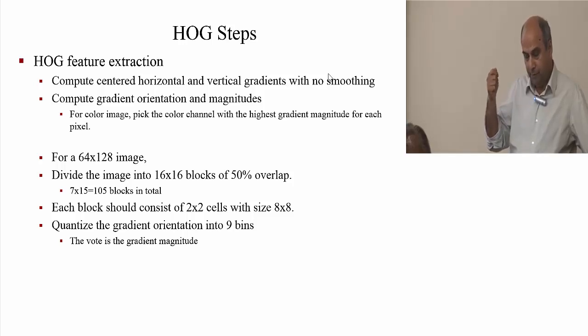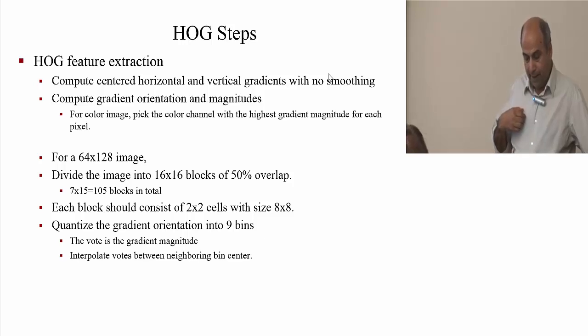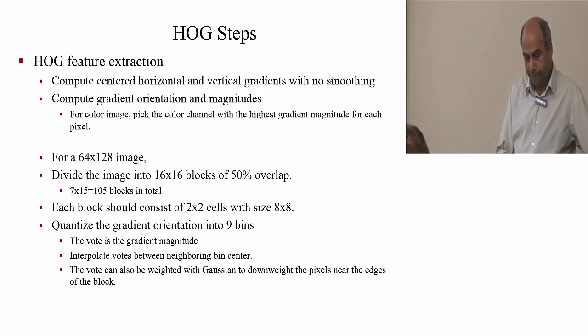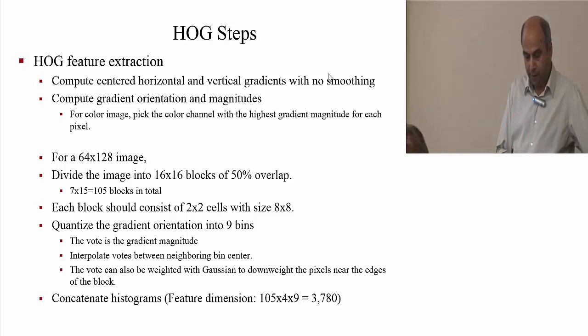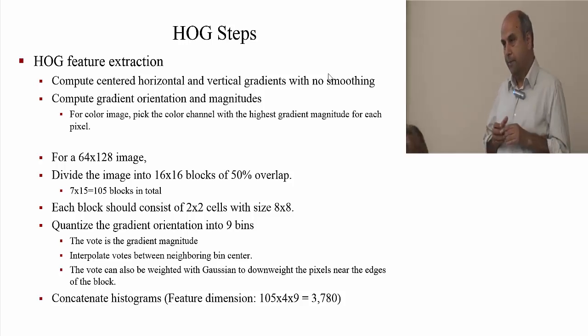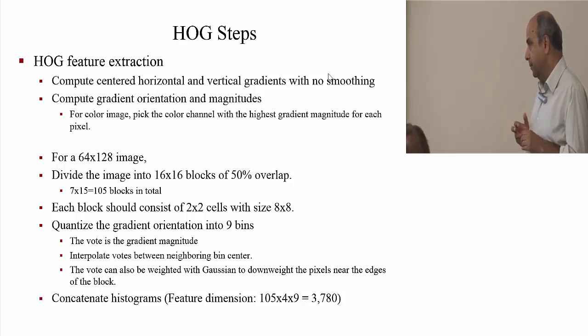Then the votes will depend on gradient magnitude, very similar to SIFT. And then we can interpolate the gradient orientation between bins. I'll show you how. After that we can apply another Gaussian to smooth it out, and then concatenate all these histograms into a very big descriptor, 3,780 dimensions.